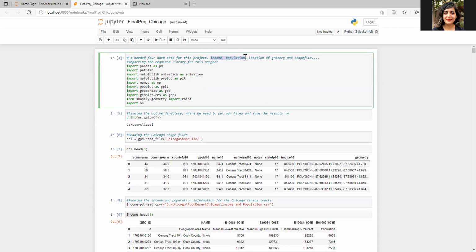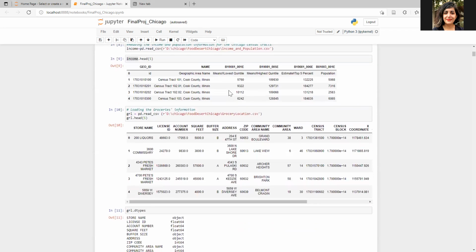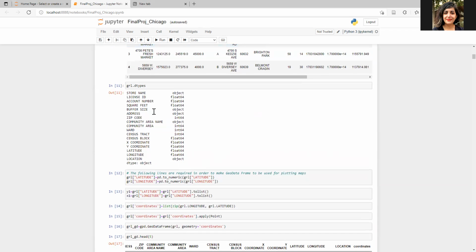Well, income and population were in a single CSV file by the name of income. So whenever I say my income set, I mean income and population. So I looked at my data set to see what's going on. I saw that, for instance, in my grocery data set, some of my data are objects or floats, but I need them to be numeric, like latitude and longitude.